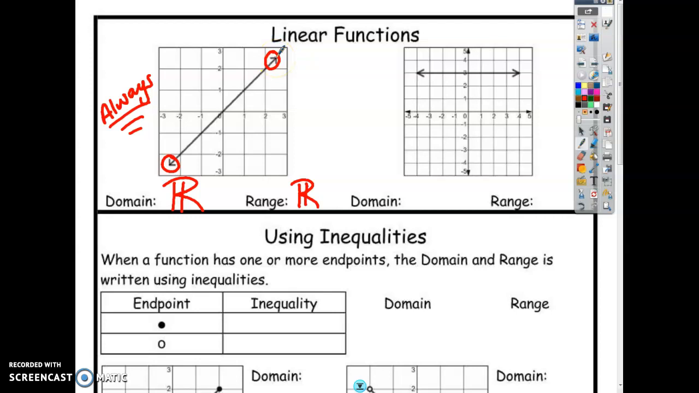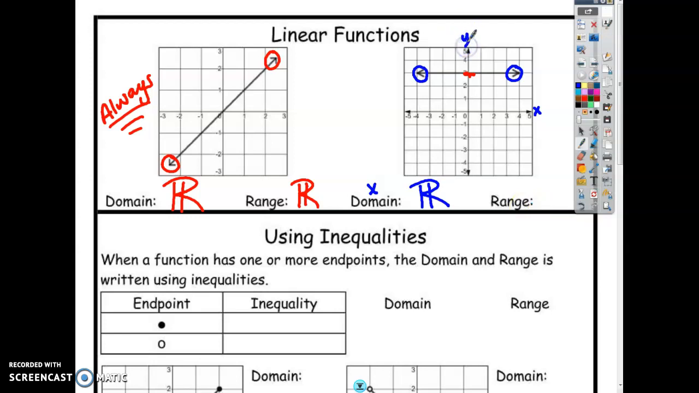Now the difference between this one and this one is that this one is going to stay right here on 3. So hold on. Okay, on this second one, my domain, remember domain is the x, so my x's are still going to go forever and ever to the left and forever and ever to the right. So my domain, my x, is still going to be all real numbers. But the range is not. Because range is the y, right?